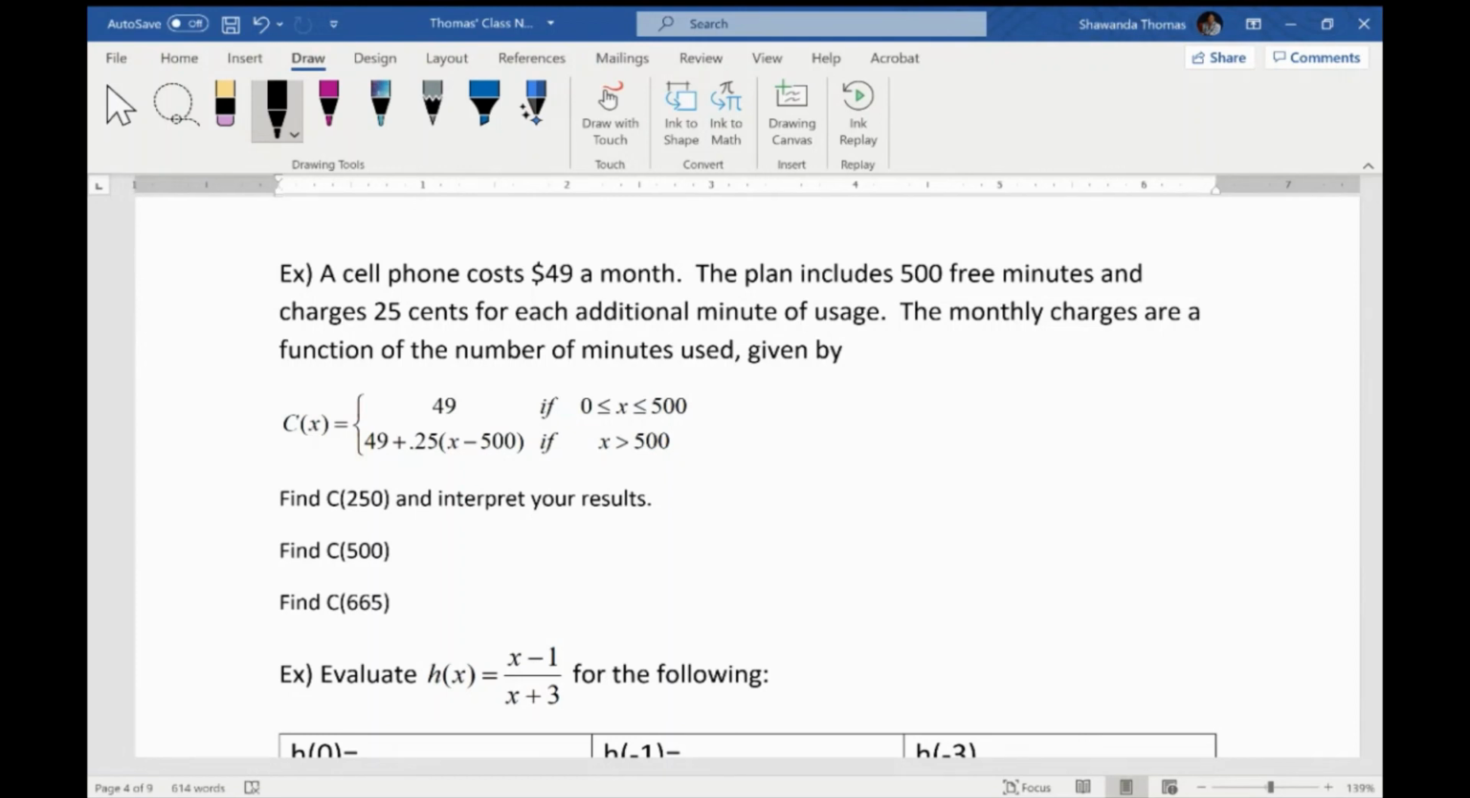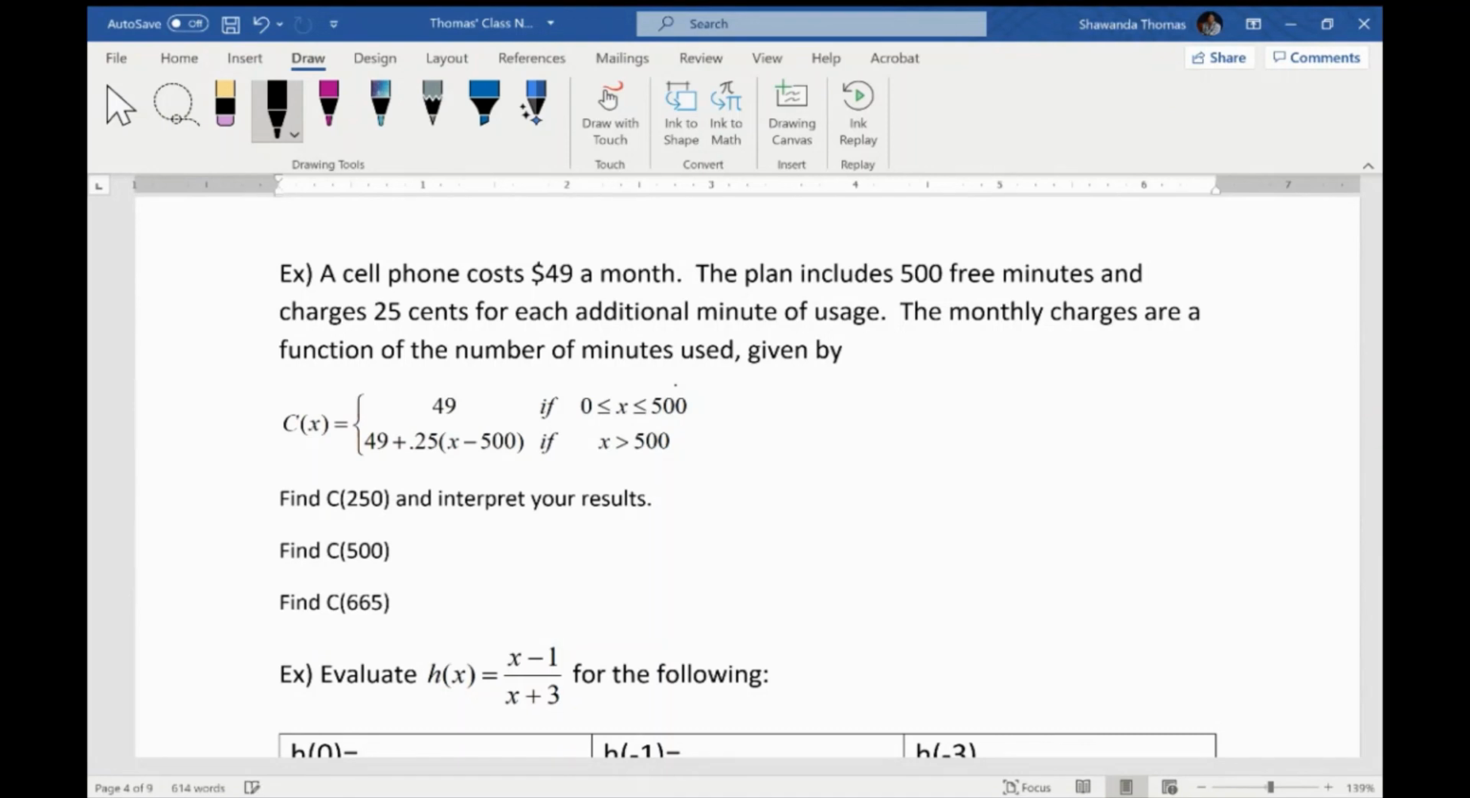All right, so let's look at this one. Find C of 250 and interpret your results. If it was C of 250, would we look at the first piece or the second piece of this piecewise function? The first piece. And what would be the answer? 49. Because if you only use 250 minutes, then you're only going to be charged $49. All right, so I just interpreted for you.